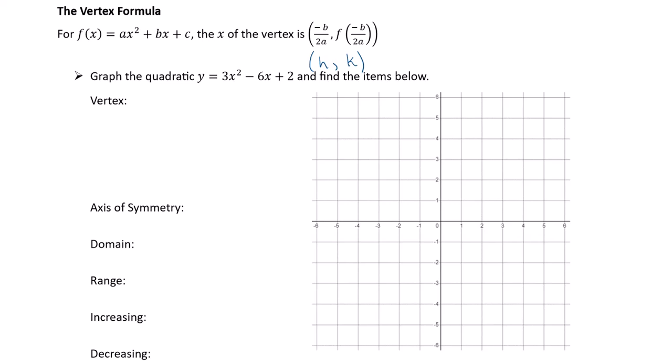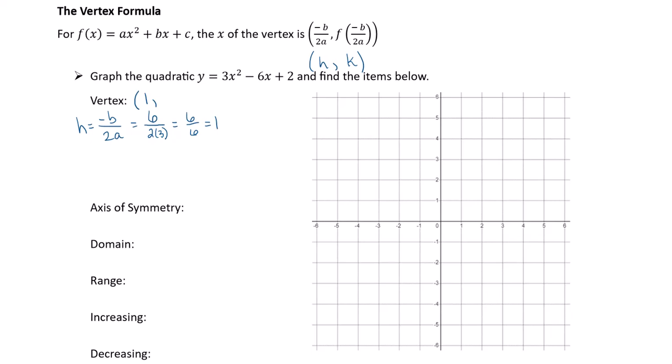We want to try and find the vertex first. Let's see, I have negative b over 2a is going to be my h. That is the opposite of b. The opposite of negative 6 is positive 6, divided by 2 times a, 2 times 3. So I have 6 divided by 6, which is 1. So I know that the h of my vertex, the x part of the vertex, is 1.